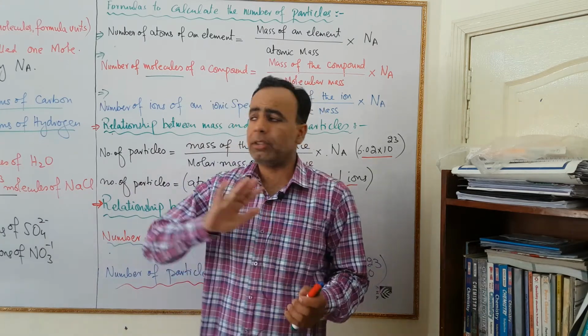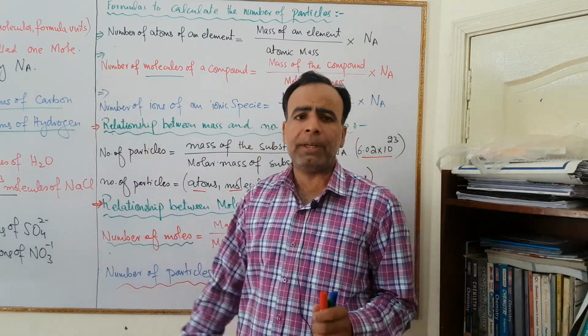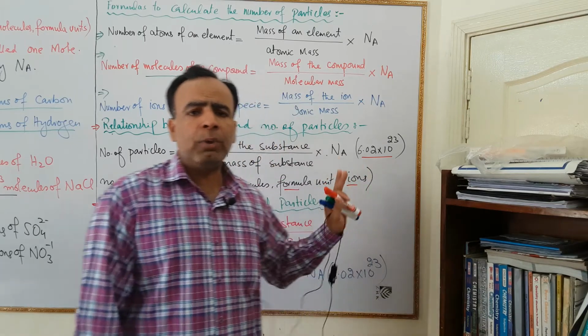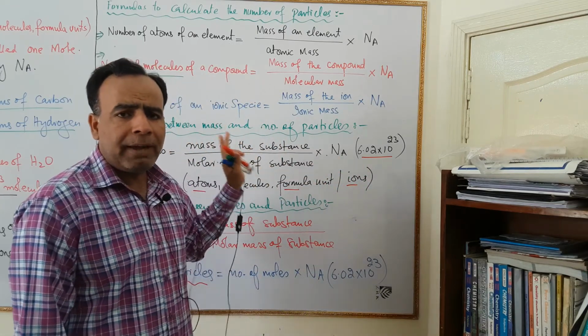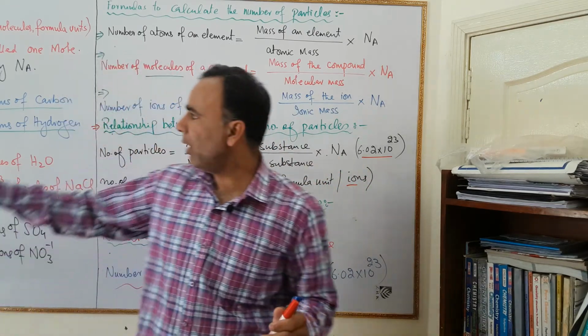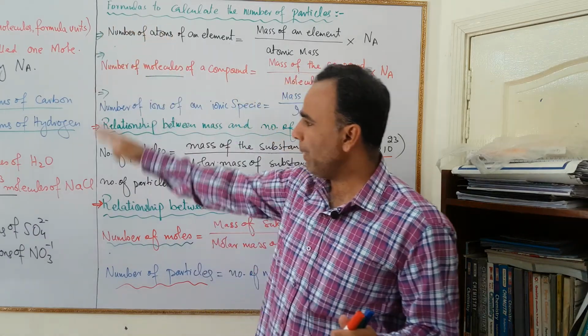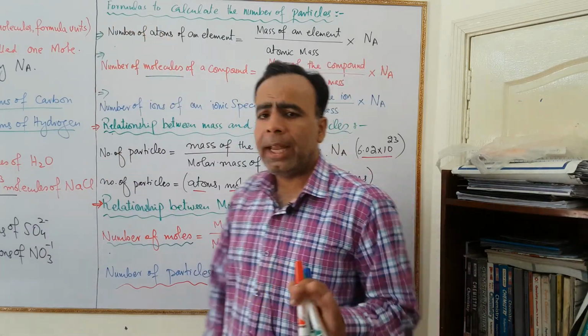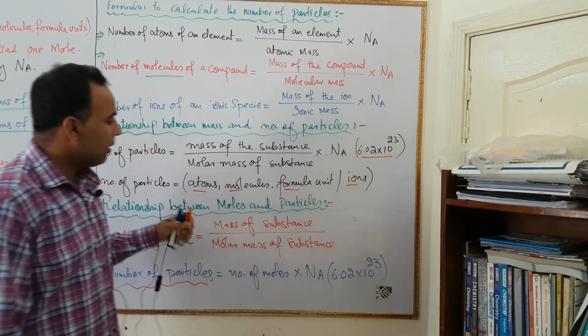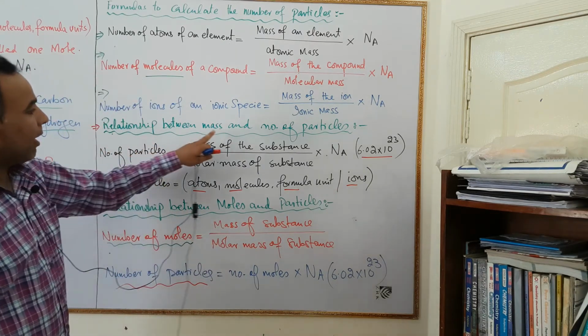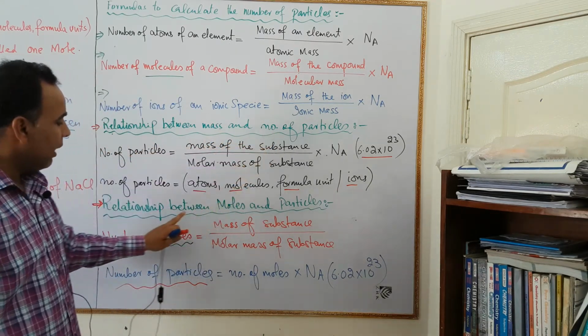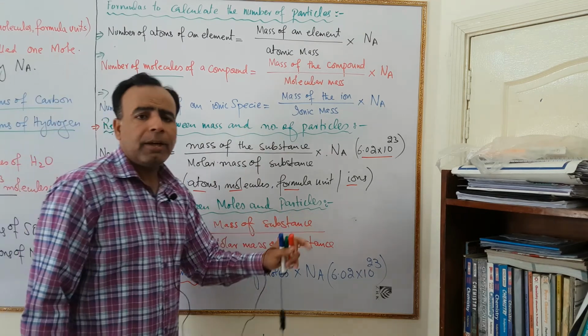My dear students, this is all about Avogadro's number and how we can find the Avogadro's number in the case of element, compound and ion, and then what is the relationship between mass and number of particles, and between number of moles and particles.